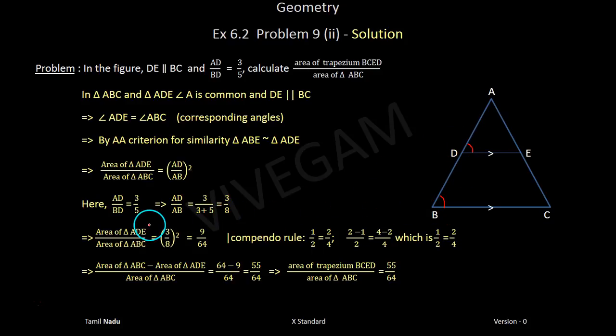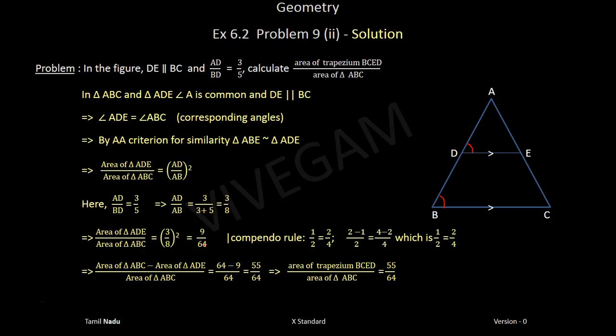We can also do something like this. AD/BD is a ratio, right? So if you want to get it as a number, you have to make it 3K by 5K and get the values also. That is another way of doing it, which I will do in the second version. I'll show you both ways. Now, area of triangle ADE by area of triangle ABC, by the similarity property, is the ratio of the corresponding sides squared. So it is (3/8) squared, which is 9/64.